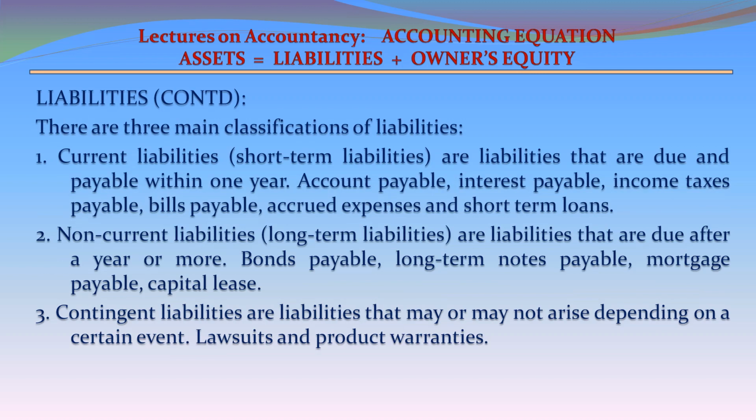There are three main classifications of liabilities. 1. Current liabilities. Short-term liabilities are liabilities that are due and payable within 1 year: accounts payable, interest payable, income tax payable, bills payable, accrued expenses and short-term loans. 2. Non-current liabilities. Long-term liabilities are liabilities that are due after a year or more: bonds payable, long-term notes payable, mortgage payable, capital lease, etc. 3. Contingent liabilities are liabilities that may or may not arise depending on a certain event, such as lawsuits and product warranties.